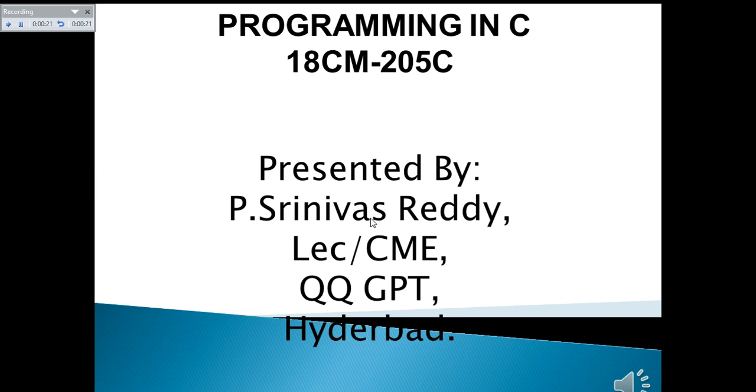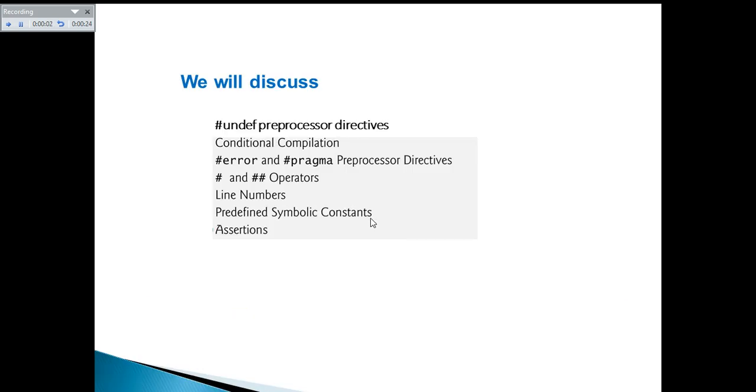In today's session, I'm going to discuss how to undefine the preprocessor directives that are already defined. That is, I will discuss undef preprocessor directives and also conditional compilation using these preprocessor directives, hash error, one of the preprocessor directives, and hash pragma preprocessor directives. We will discuss single pound symbol and double pound symbol operators, line numbers, predefined symbolic constants, and also assertions. We will discuss all these topics in today's session.